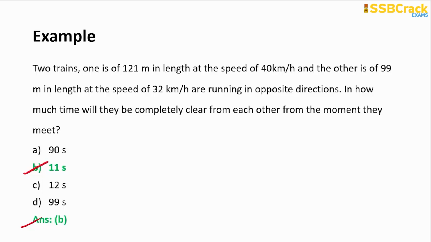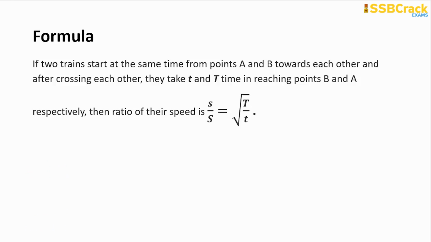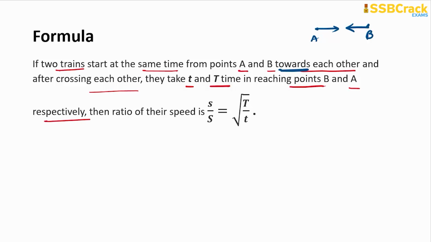Alright, coming to the next formula based upon problems of trains. If two trains start at the same time from the points A and B towards each other, understand there are 2 points, and one train is starting from the point A and another train is starting from the point B, and they are running towards each other, meaning they are running in opposite directions. Obvious? And now after crossing each other, they take certain time small t and time capital T in reaching the points B and A respectively. Can you understand this line?